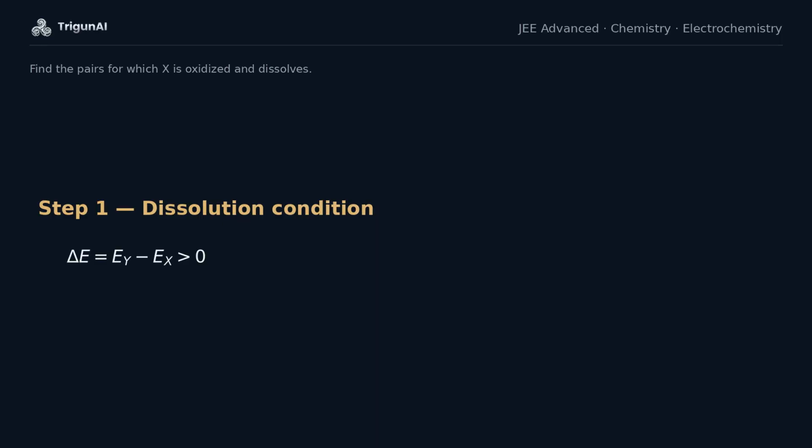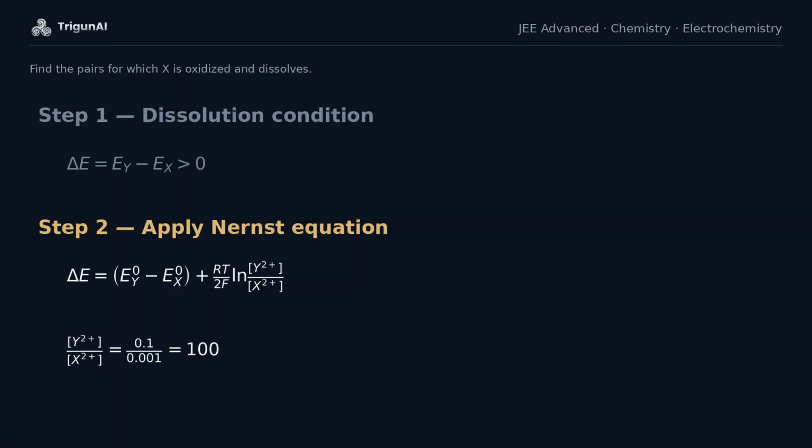If metal X dissolves, X is the anode and gets oxidized. Therefore, the Y electrode must have the higher reduction potential. So we need EY minus EX to be positive. For both electrodes, the number of electrons is 2.